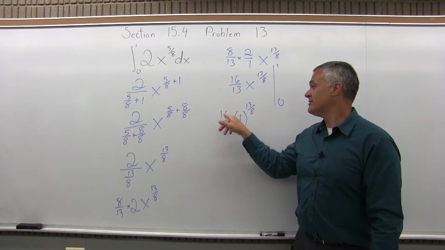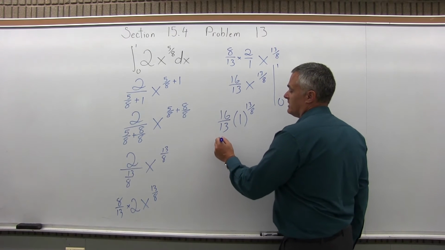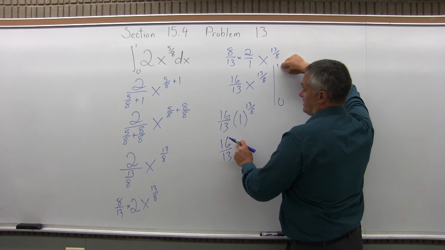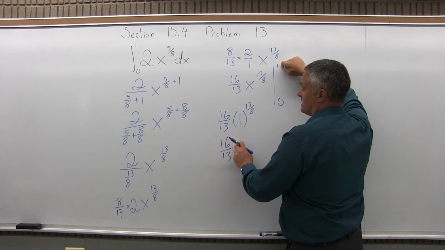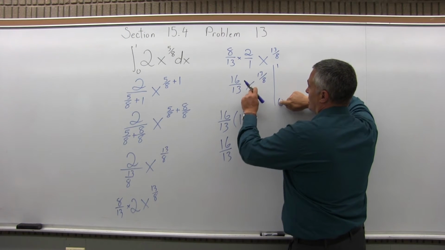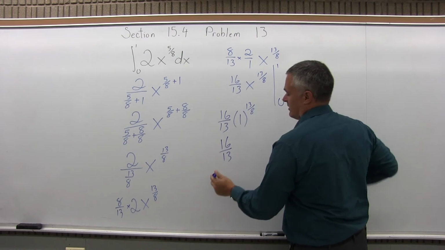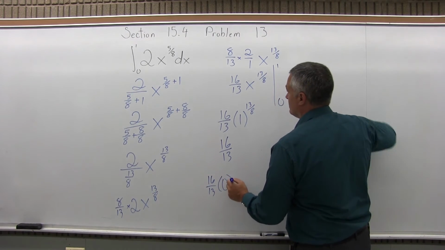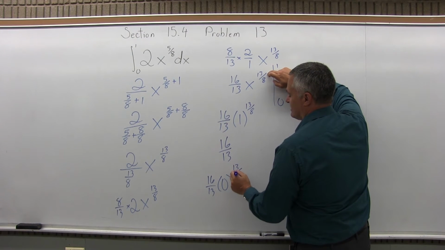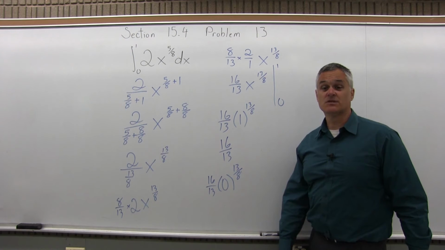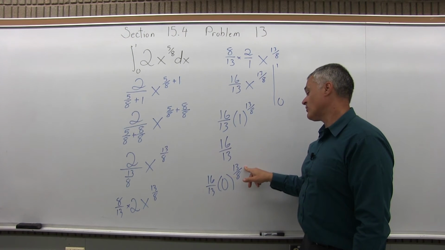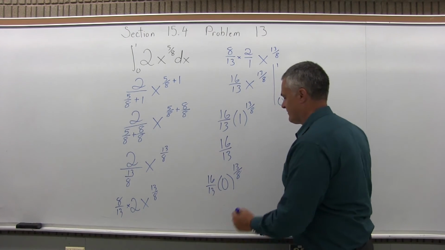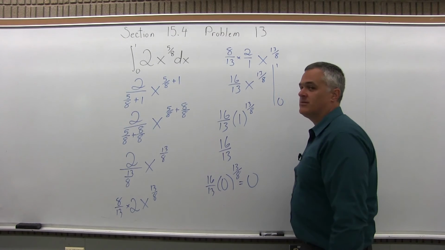It's just 1. Times the 16 over 13 in front will be 16 over 13. So that's the result I get when I put in the upper limit of integration. I get 16 over 13. That's my step 2 result. Step 3, put in the lower limit of integration, the 0, for my variable. So I'll have 16 over 13, 0 to the 13/8 power. Well, the 0 is especially easy. 0 to this unusual fractional exponent is just 0, times the 16 over 13 in front is still 0. So for step 3, I get 0.